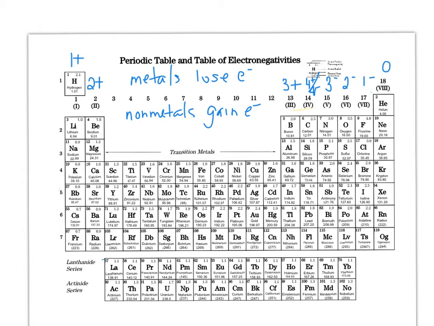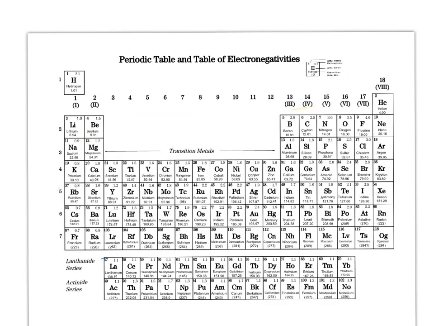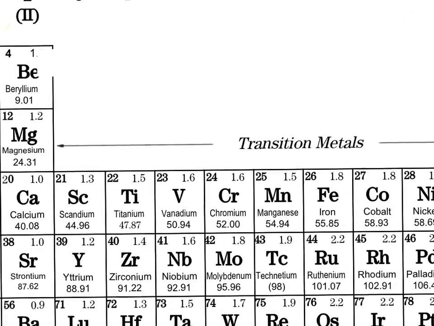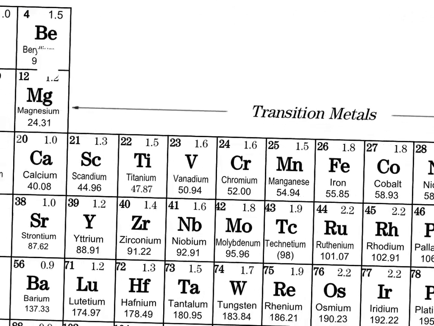What we haven't talked about is the number here in the top right-hand corner. These numbers we'll be using later when we get into bonding. So their electronegativity. Okay. Let's just make this bigger. All right.